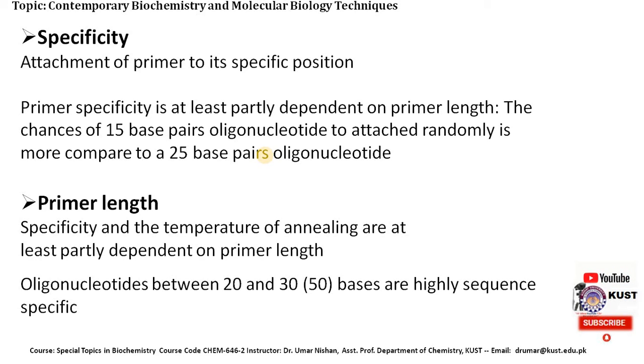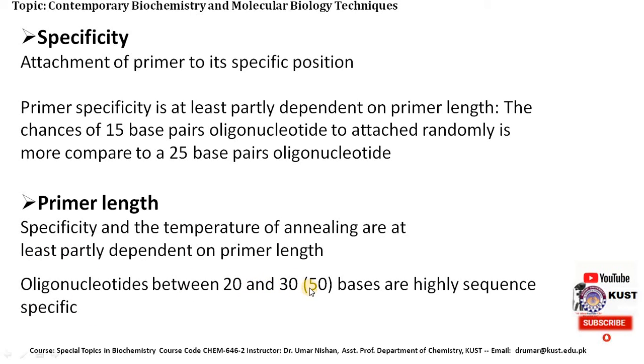because designing too short oligonucleotides or primers can be risky. So we have to design primers very carefully. Now, another important point is primer length. This is somehow related with the specificity. Specificity and temperature of annealing are at least partly dependent on primer length.